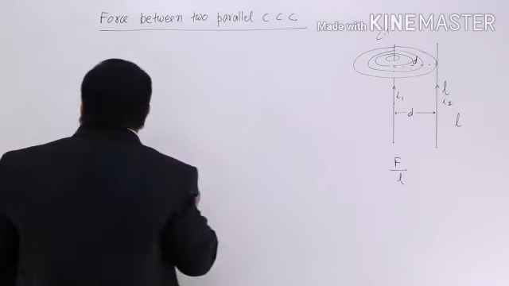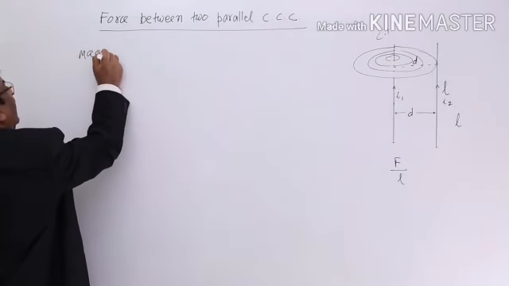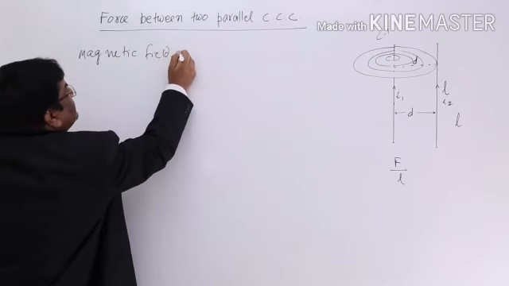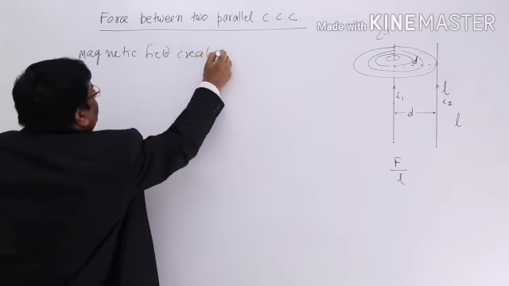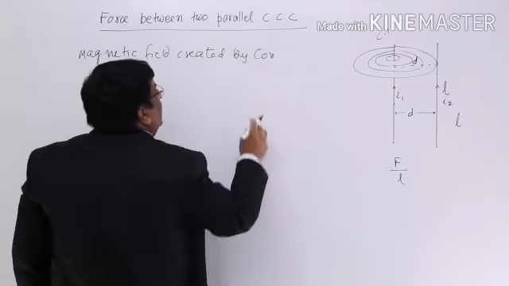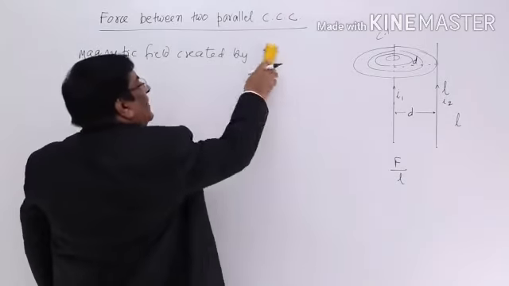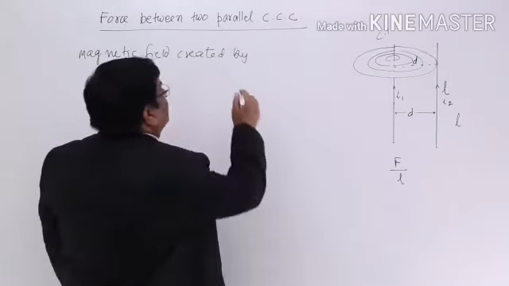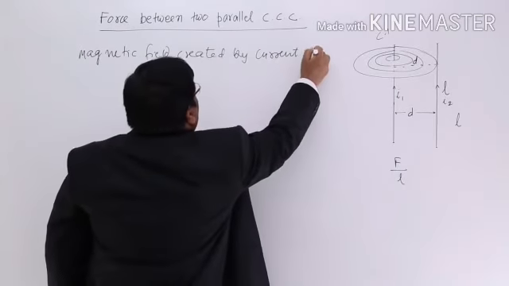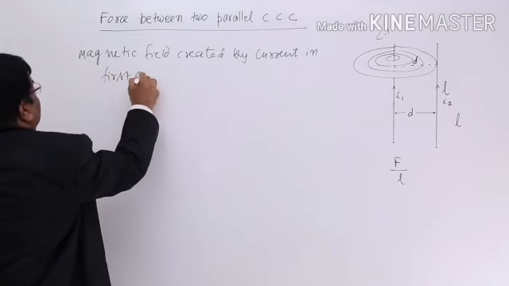Okay, the answer I will write here: the magnetic field created by current 1. You already know that current 1 is in conductor 1, the magnetic field created by the current in the first conductor.